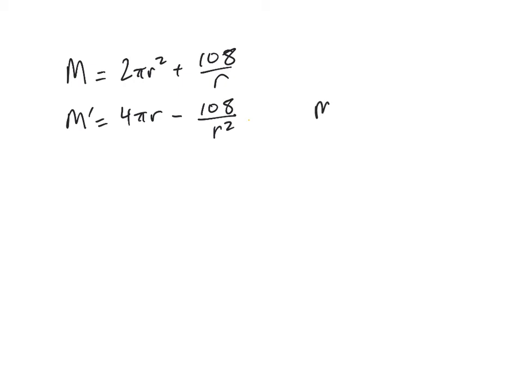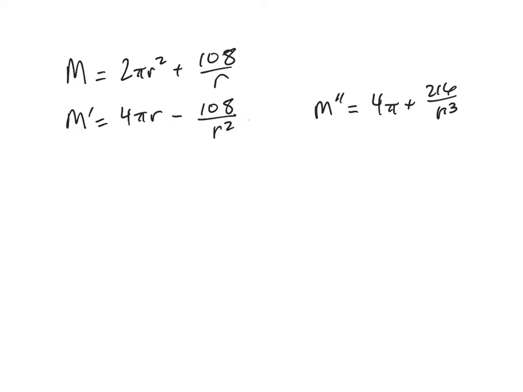And then I'm also going to just compute the second derivative here so we can use that to classify once we locate our critical points. So the second derivative is just going to be 4 pi plus, because we bring the negative 2 down, that becomes a plus. That's 216 over r cubed.